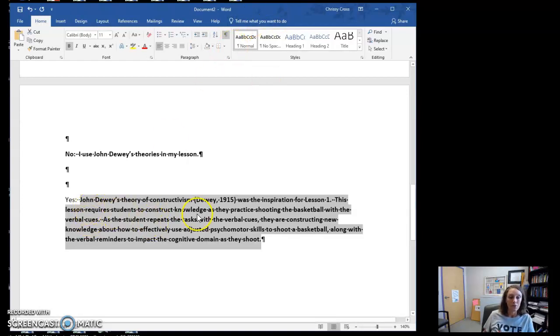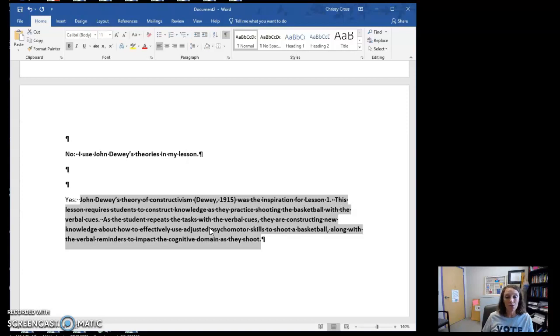So, for example, John Dewey's theories of constructivism, okay, you cited a specific theory, was the inspiration for lesson 1. This lesson requires students to construct knowledge as they practice shooting the basketball with verbal cues. This indicates that you actually understand the theory, okay?